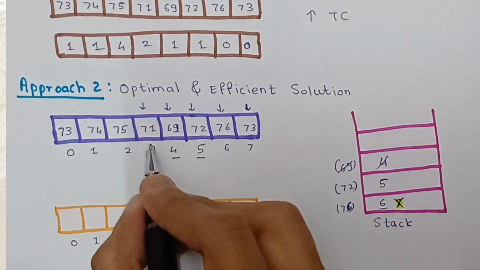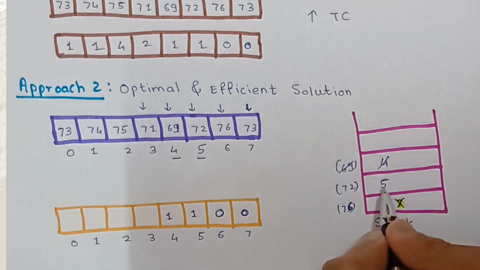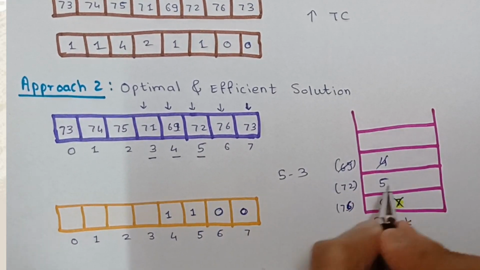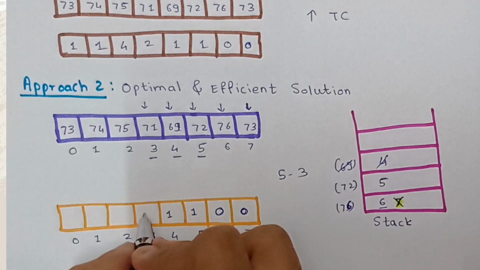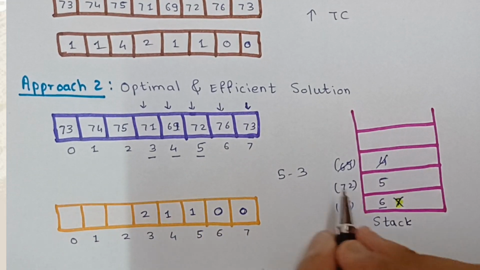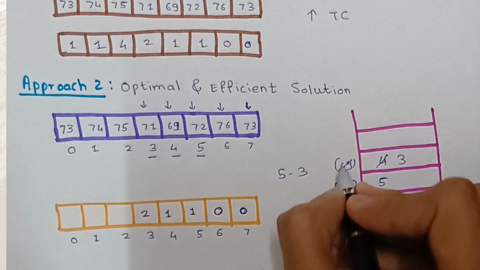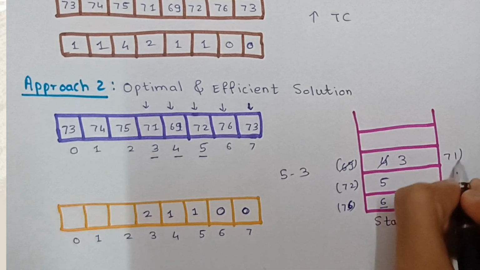Now we will see 71 is smaller than 72, means 5 index. So we will minus 5 minus this index 3, which is 2. Now we will put here 2. Now again we will put this 71 into the stack. Index number is 3 and here the reference is 71.